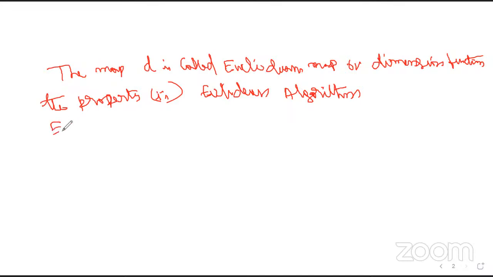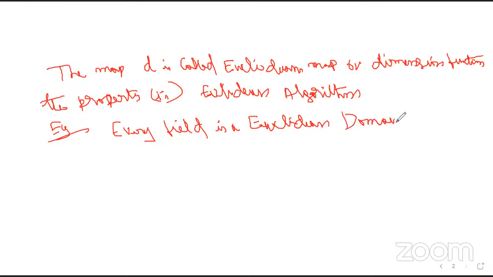Example. Every field is a Euclidean domain.